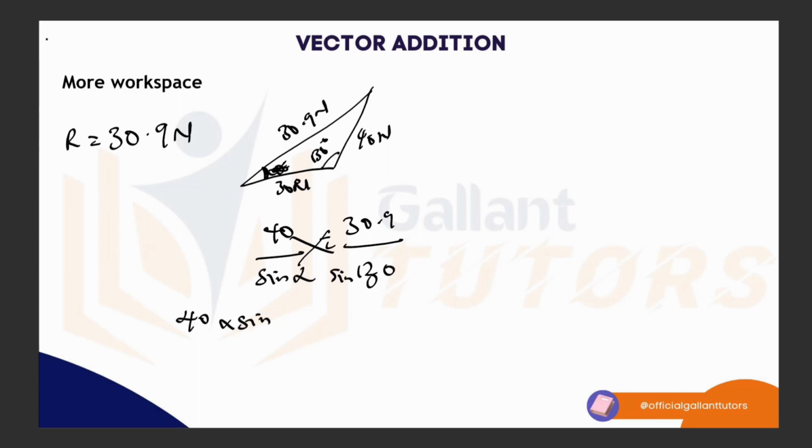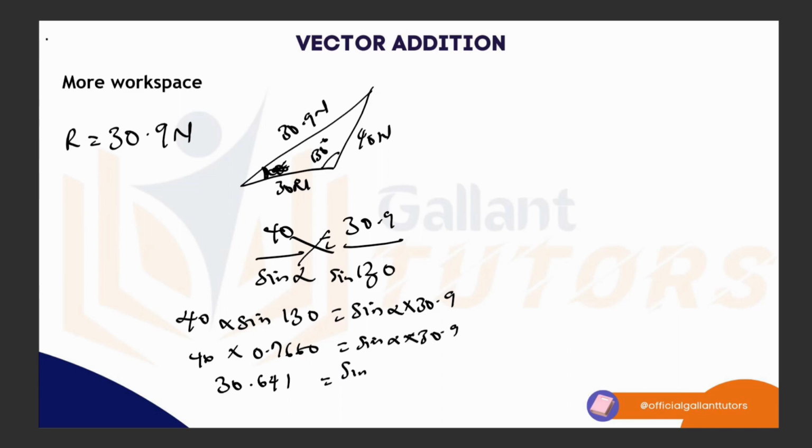Multiply both sides. We have 40 times sine 130 is equal to sine alpha times 30.9. Is that clear? So sine 130 will give us 0.7660 times 40. So multiply your answer by 40, you will get 30.641, right?